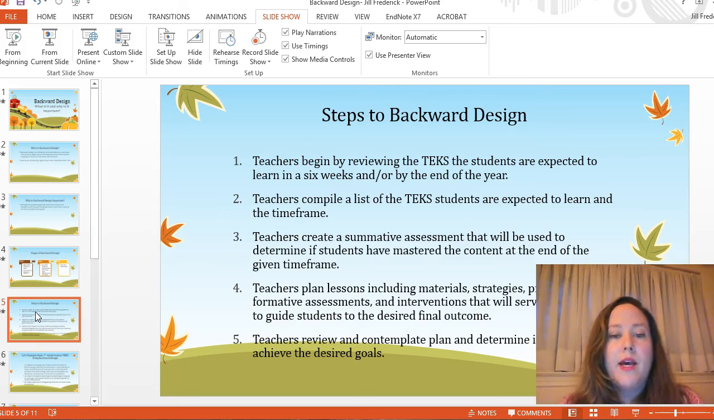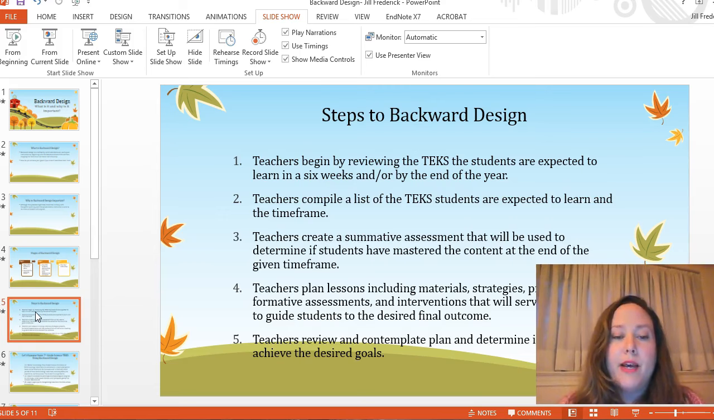So notice that the lesson planning is so much more than just teacher delivery of instructions for note-taking or showing a PowerPoint. It includes all those items, all of those components. They're very necessary to the whole lesson plan and the whole cycle.